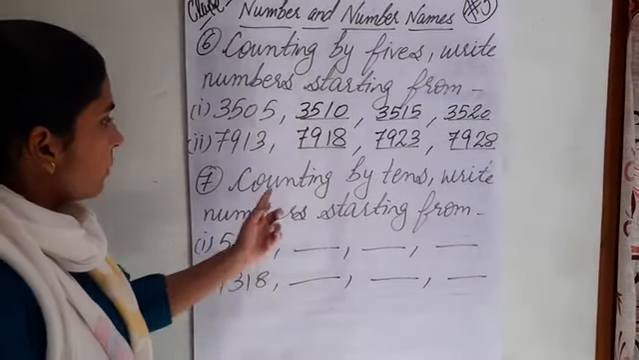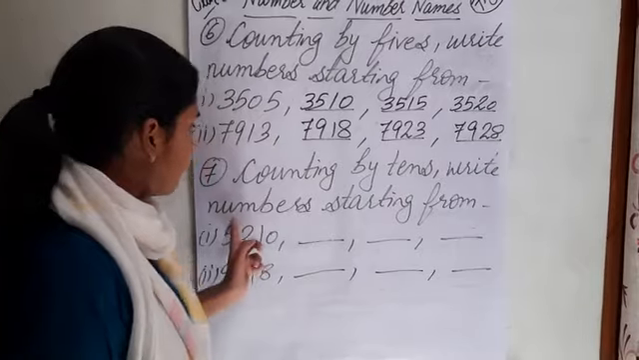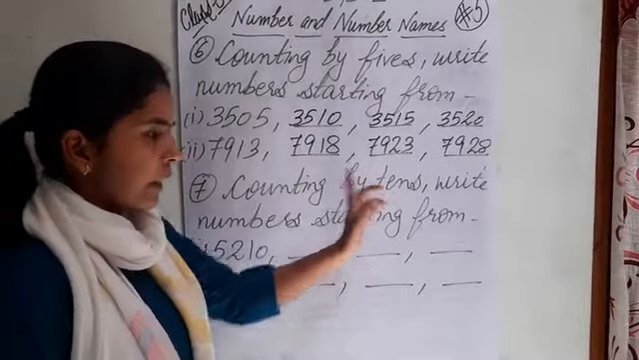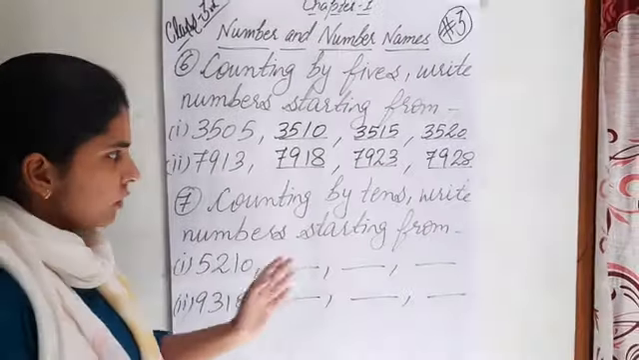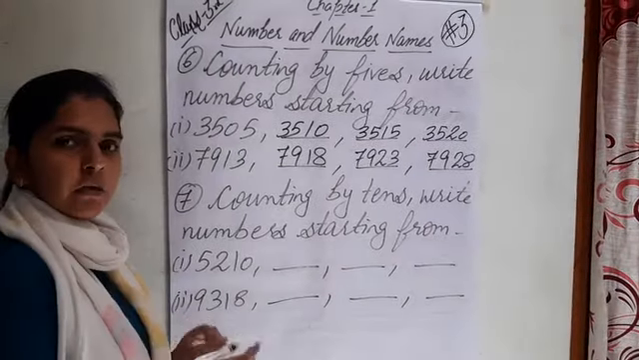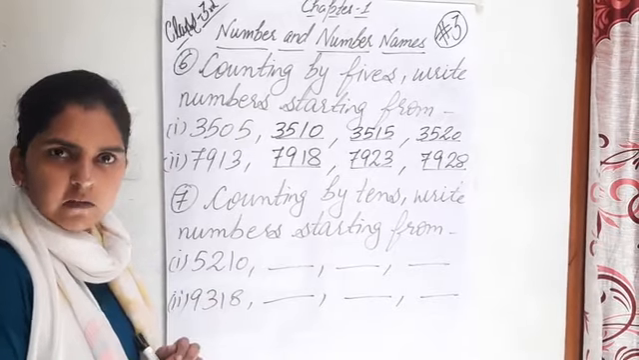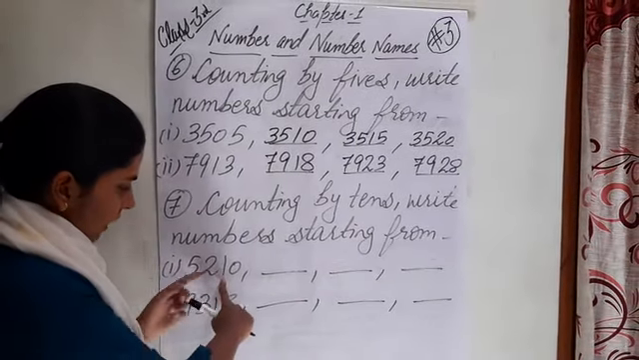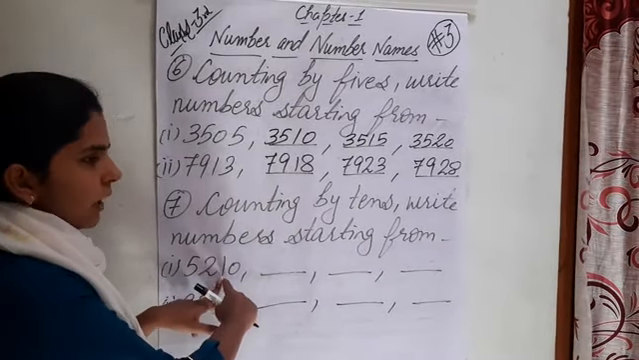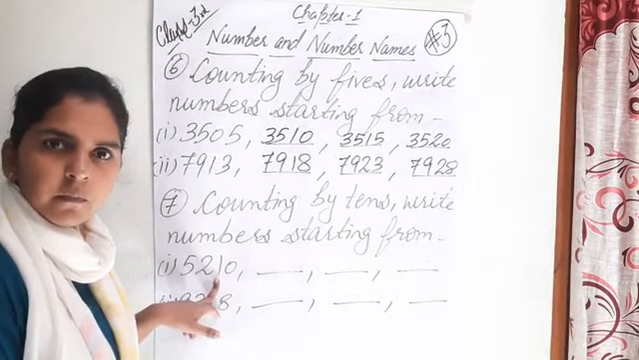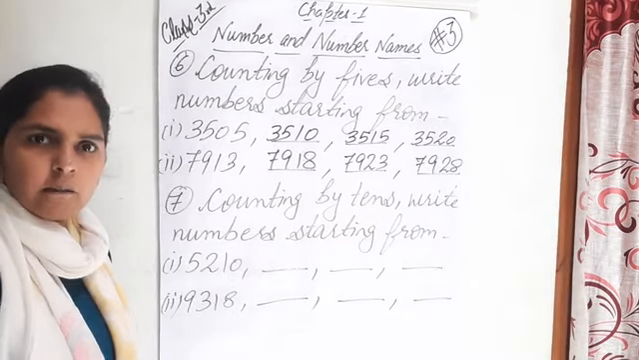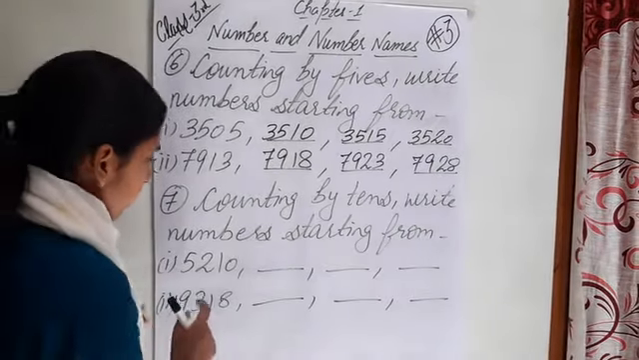Next question is counting by tens, write numbers starting from. This time you need to start counting by tens. Okay, this question is very simple. What we need to do here is directly go to the digit at the tens place. What is the digit at the tens place here? 1. You will just write counting by this digit. The remaining digits will be the same, and in some cases there can be a little bit of change. Okay, let's start.